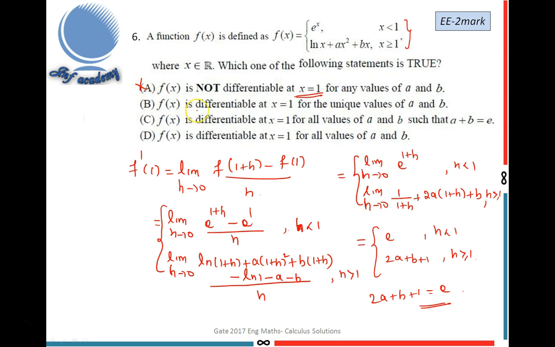This is a wrong statement. And f of x is differentiable at x equal to 1 for all values of a and b. No, the values of a and b satisfying this condition only, then only the function is differentiable. So this is also wrong. F of x is differentiable for all values. So this is also wrong. The final answer is f of x is differentiable at x equal to 1 for the unique values of a and b. This is the final answer.